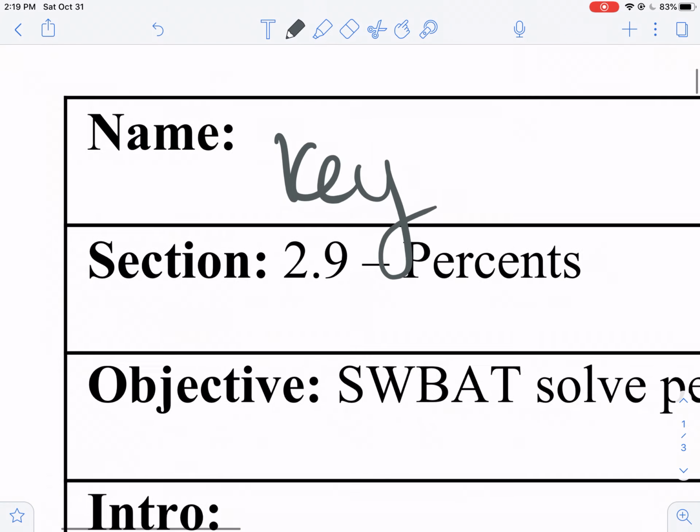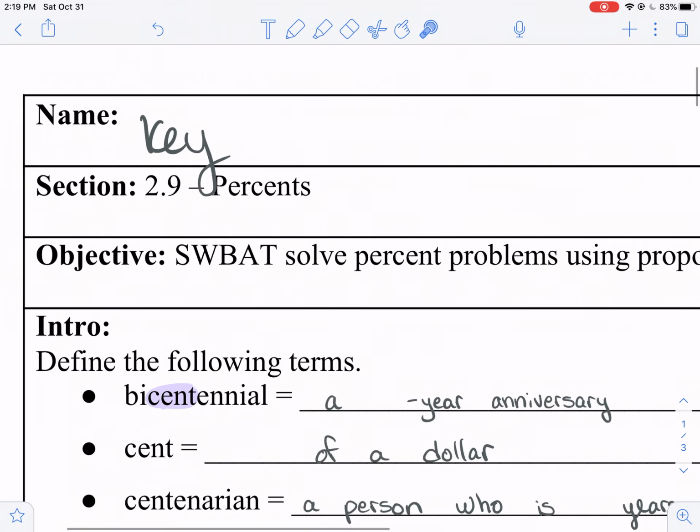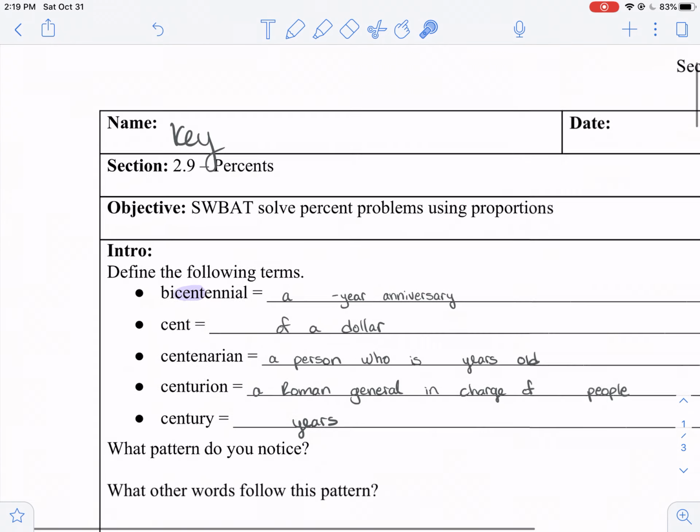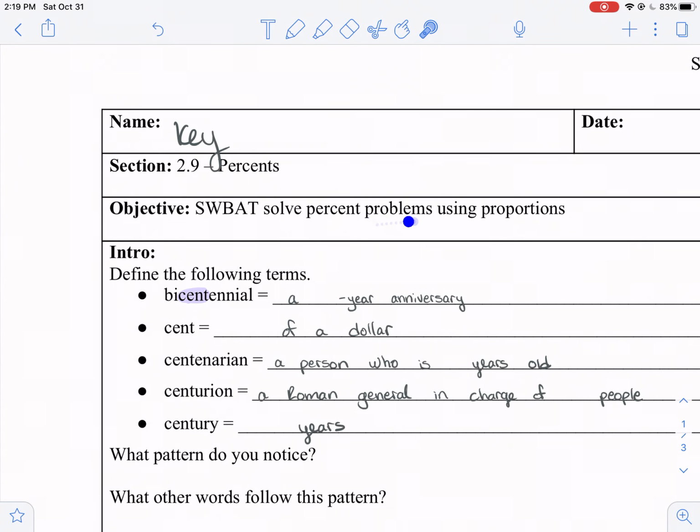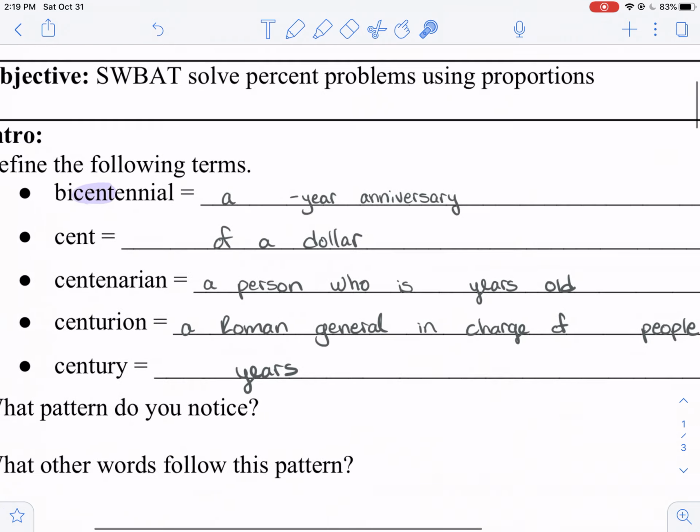Hey guys, welcome to your 2.9 notes on percents. By the end of the day, you will be able to solve percent problems using proportions. It's so great. I have an awesome shortcut for you.